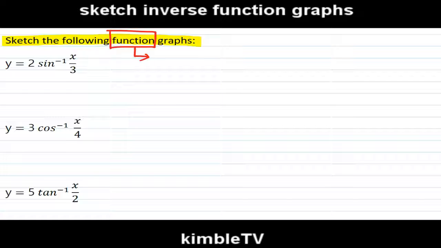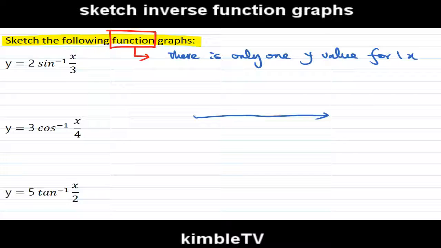The function means there is only one y value for one x value. Because the graph shows for only one x value, there is one y value. Only one x value, there is only one y value. This is the function.